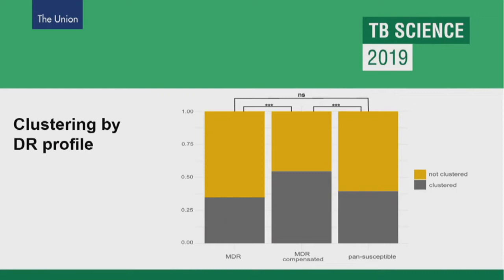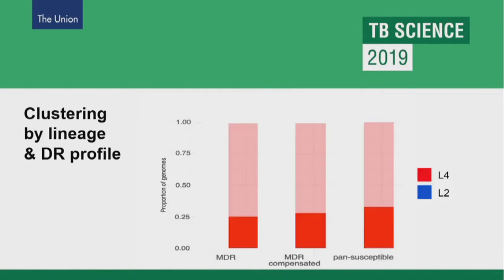So when you do this, you see the following with lineage 4, which is actually what I had expected. There's a slight trend that you go from MDR, which is least transmissible, to compensated MDR, slightly more transmissible, to pan-susceptible, which is yet more transmissible. Now, with this analysis, there's actually no statistical difference between these different groups.